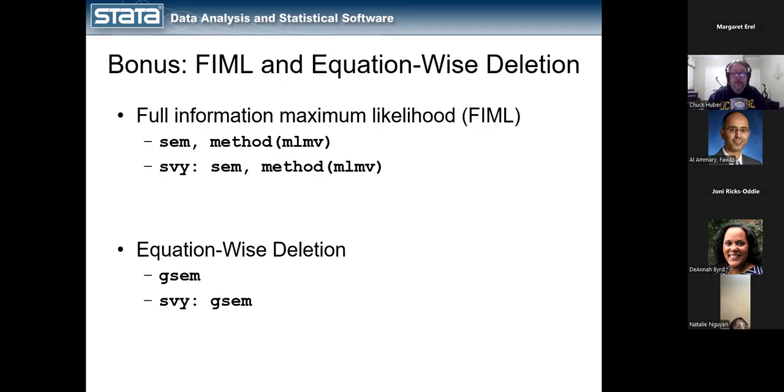So when you type the sem command, at the end of it, you would use the option method(mlmv) for maximum likelihood with missing values. But it's just using FIML in the background. So that's how you would handle missing data with the structural equation modeling command.